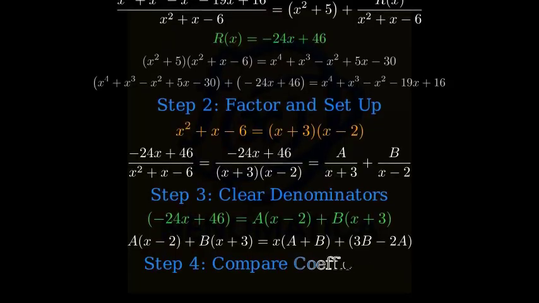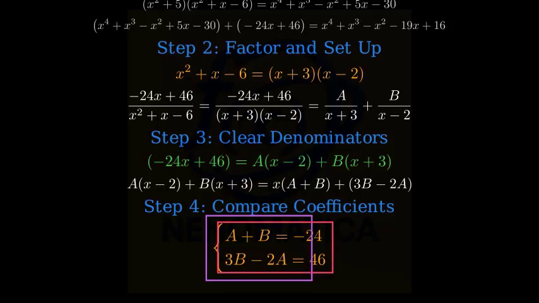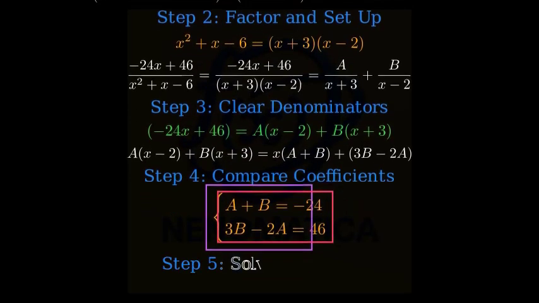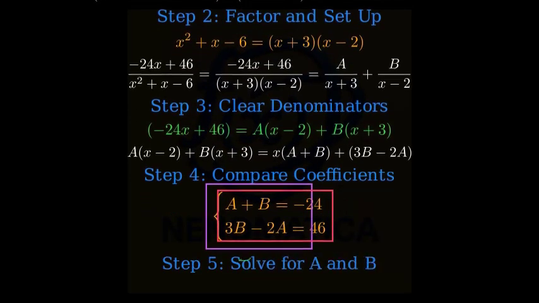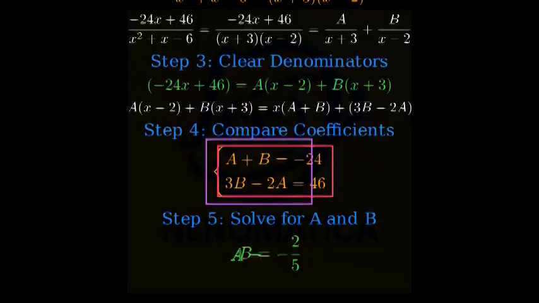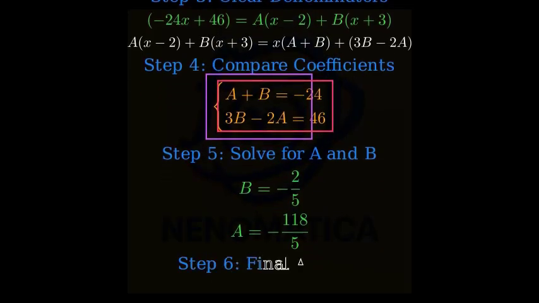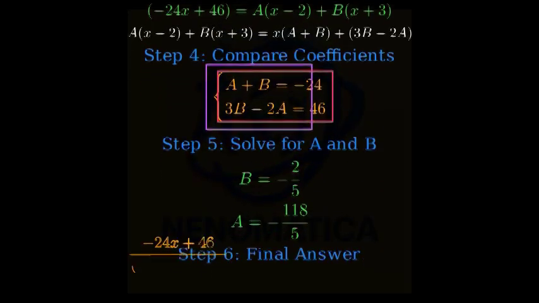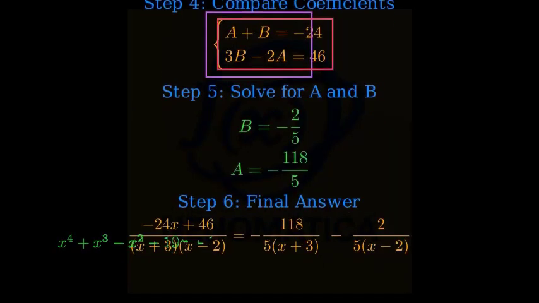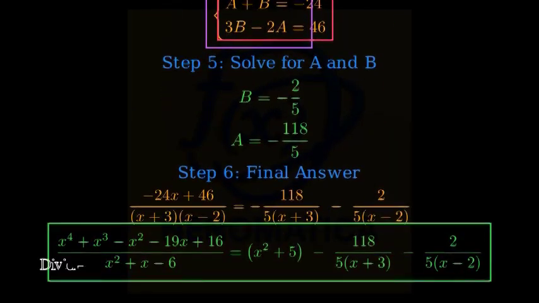Step 4. Compare coefficients. Coefficient of x gives a plus b equals negative 24. Constant terms give 3b minus 2a equals 46. Step 5. Solve the system for a and b. From the two equations, we find b equals negative 2 over 5 and a equals negative 118 over 5. Step 6. Write the final decomposition. Substitute a and b back into the partial fractions and include the polynomial part from the division. Quick recap.